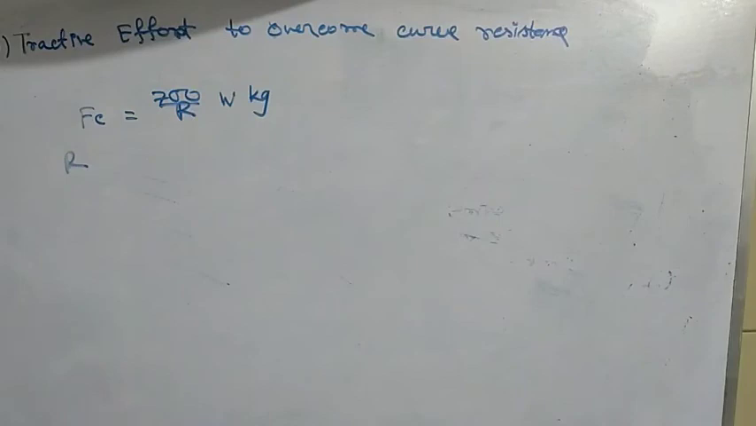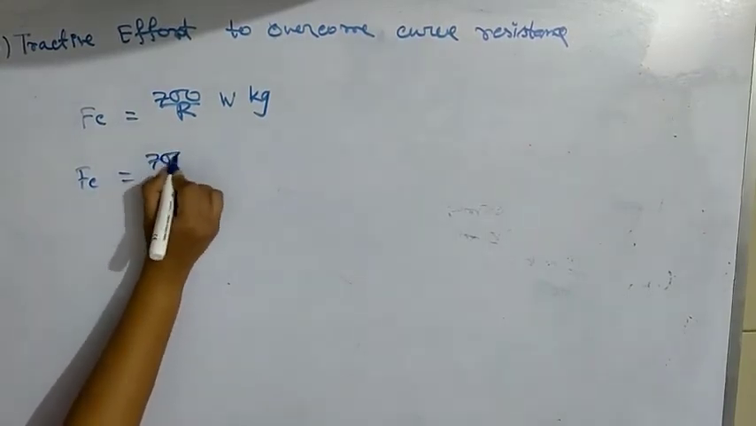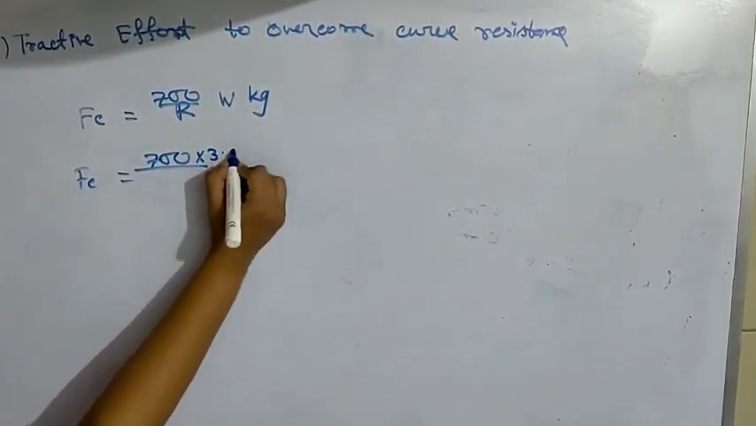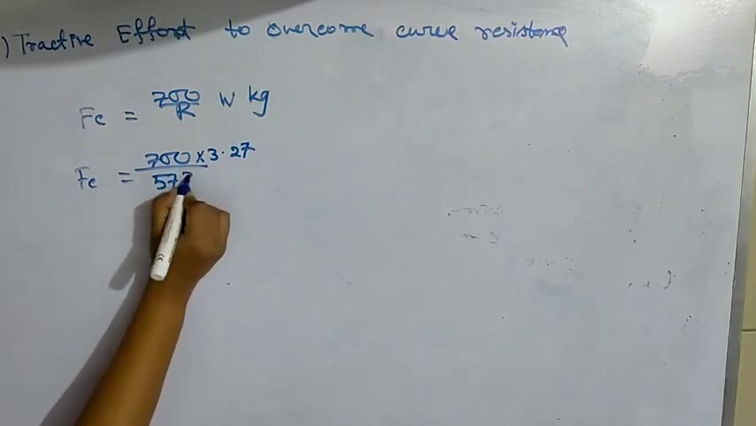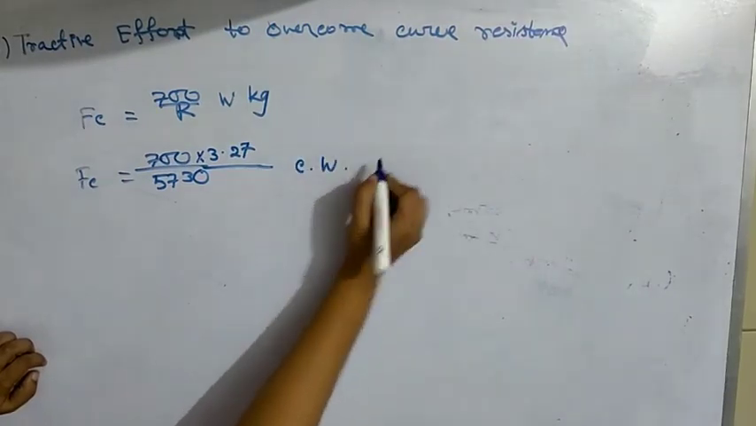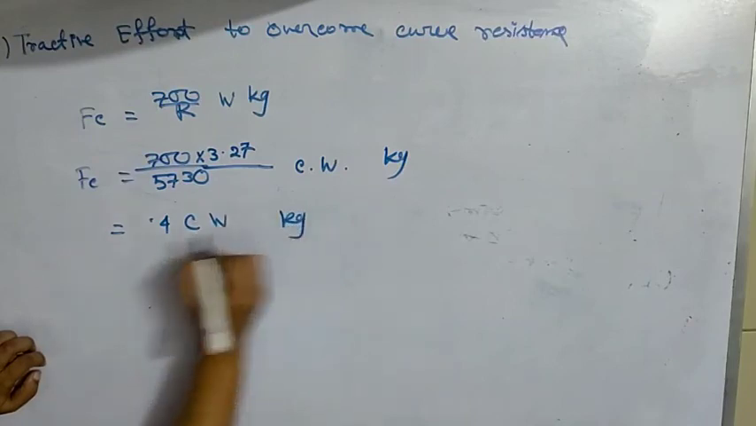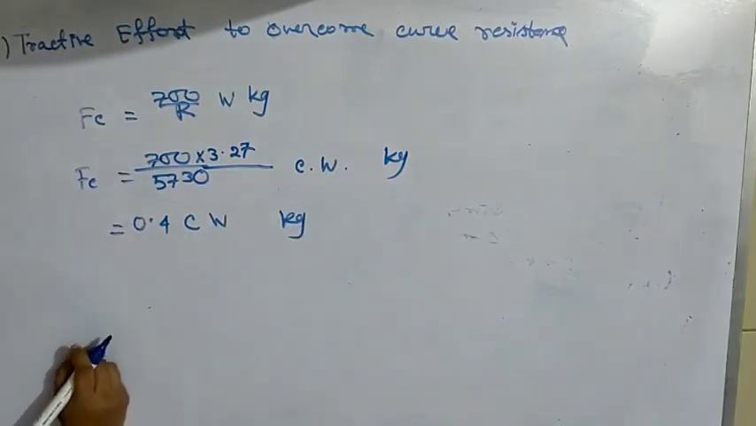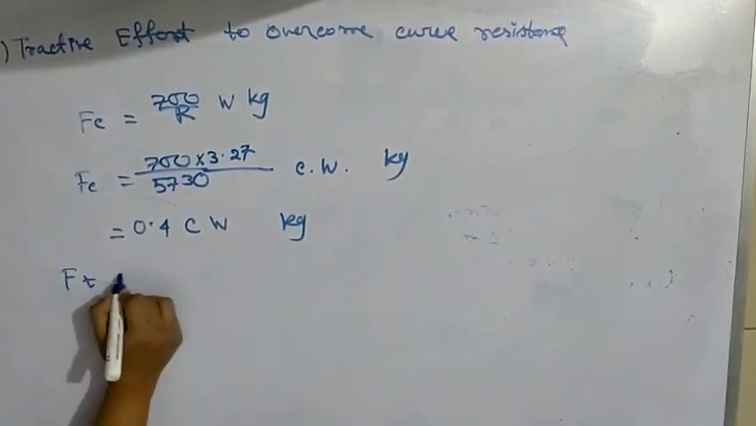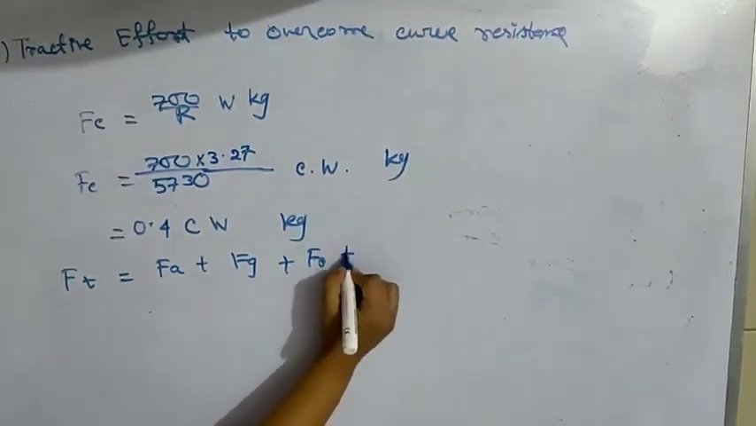Substituting this value of R, we get Fc equals 700 by 5730 by 3.27 into C into W kg, which is approximately 0.4 C into W kg. Now curve resistance is usually taken to be part of train resistance and is combined with the total tractive effort. In that case Ft is equal to Fa plus Fg plus Fr plus Fc.